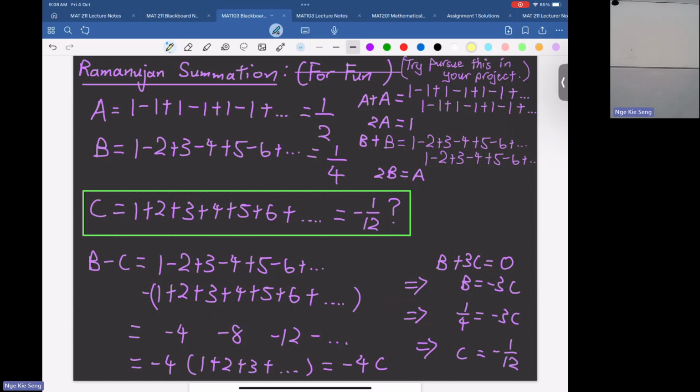This is what we call the Ramanujan summation. This is what the Indian mathematician Ramanujan did. At that time, I think, was there a computer yet? Maybe there was, but a very primitive one. Mostly he calculated in his notebooks, and he had a pile of notebooks.